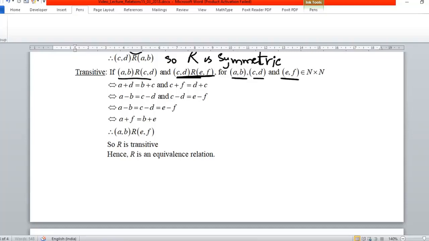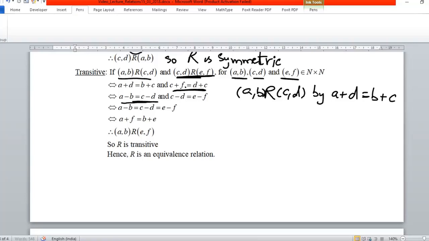Now according to the first definition, if (a,b) is related to (c,d), that means a plus d is equal to b plus c. And if (c,d) is related to (e,f), then c plus f is equal to d plus e, according to the definition of the relation, which was that (a,b) is related to (c,d) by a plus d equals b plus c. Now, if a plus d is equal to b plus c, it means that a minus b is equal to c minus d.